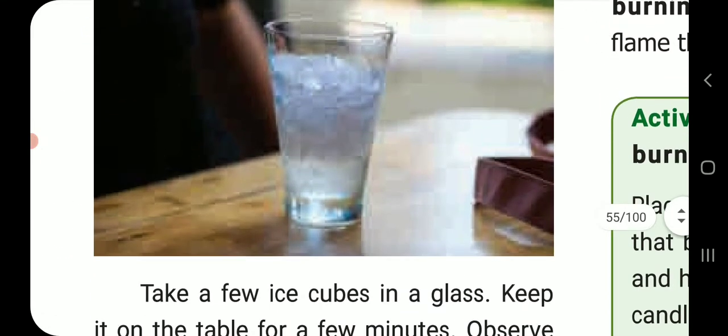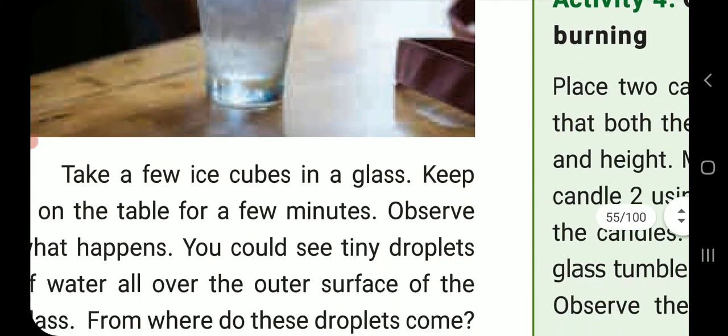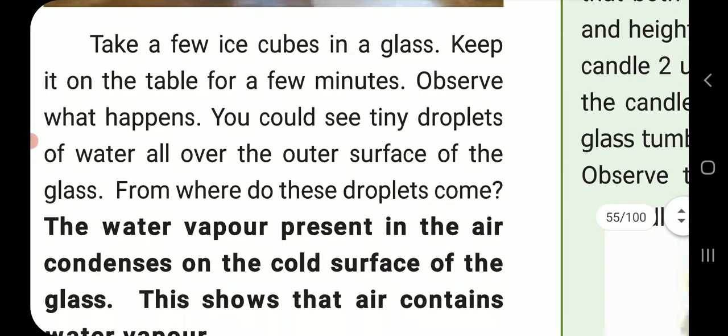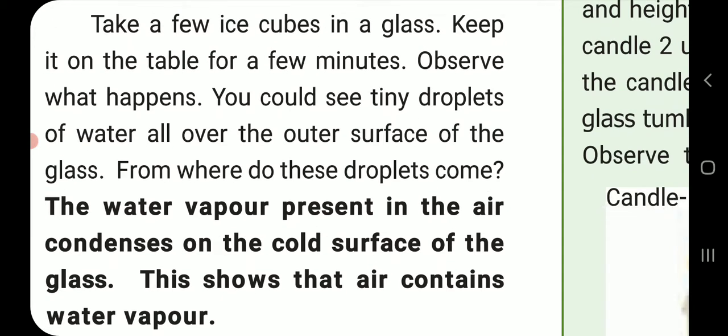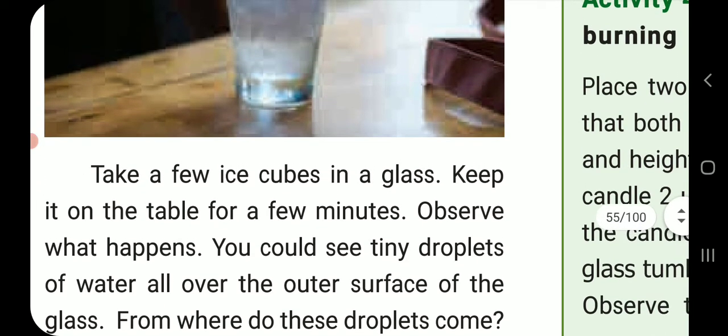Now, see, why do ice cubes collected in a glass tumbler, if you touch the surface, have water droplets? The water vapor present in the air condenses on the cold surface of the glass. This shows that the air contains water vapor. Water vapor is also present in the air. This is proved by a glass of ice.